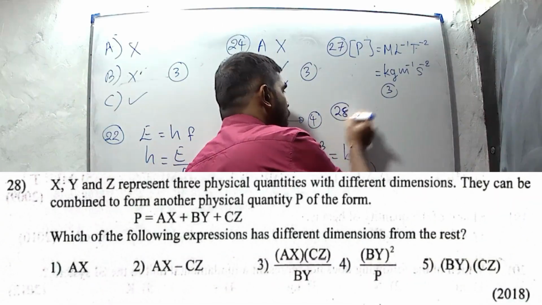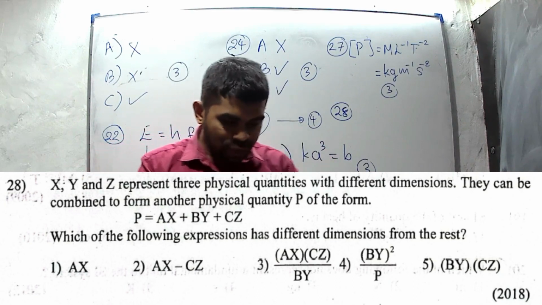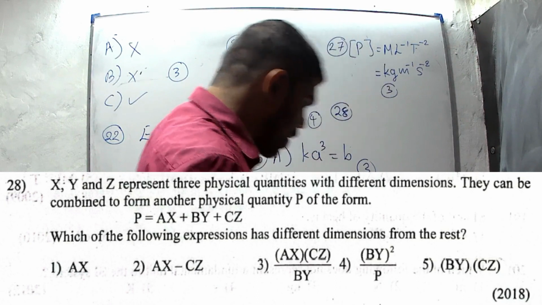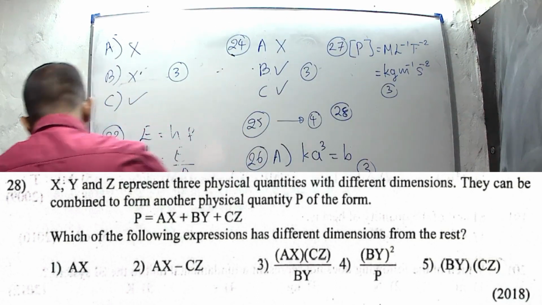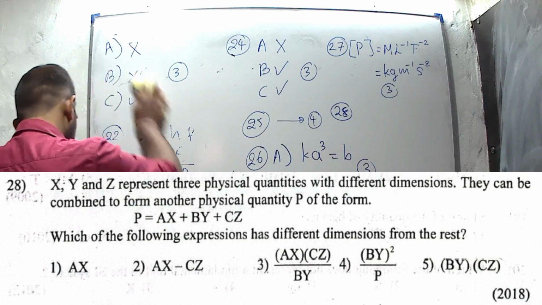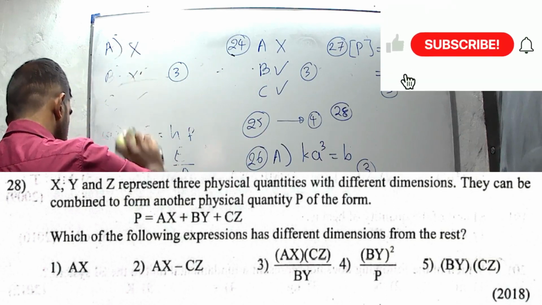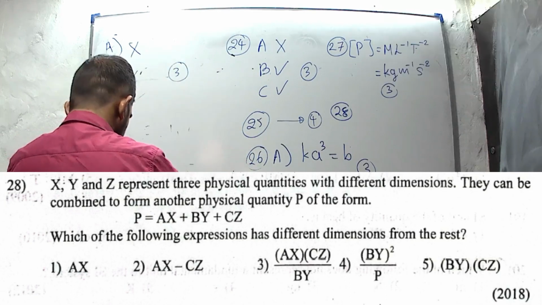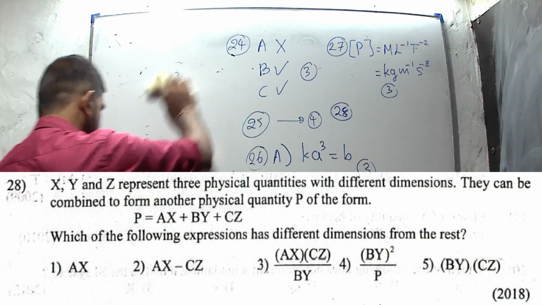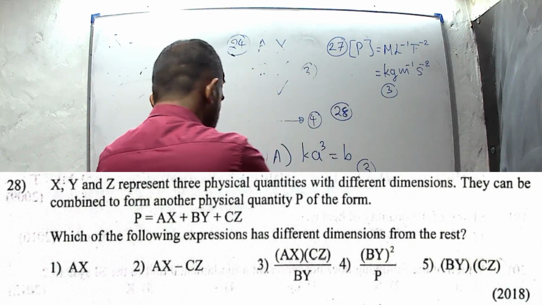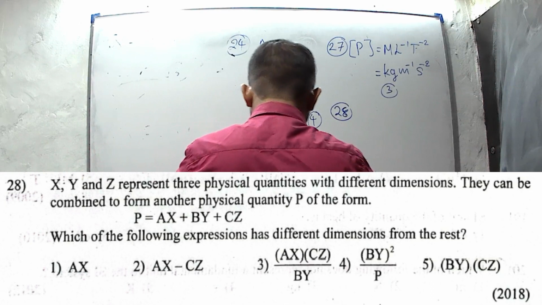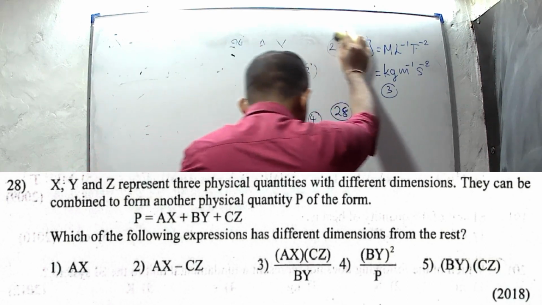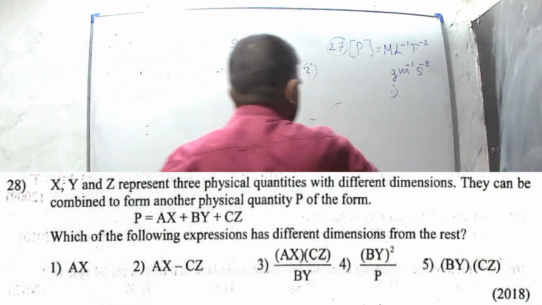Then question number 28. X, Y and Z represent three physical quantities with different dimensions. They can be combined to form other physical quantities, quantity P, of the form P equals AX plus BY plus CZ. Which of the following expressions has different dimensions from the rest?